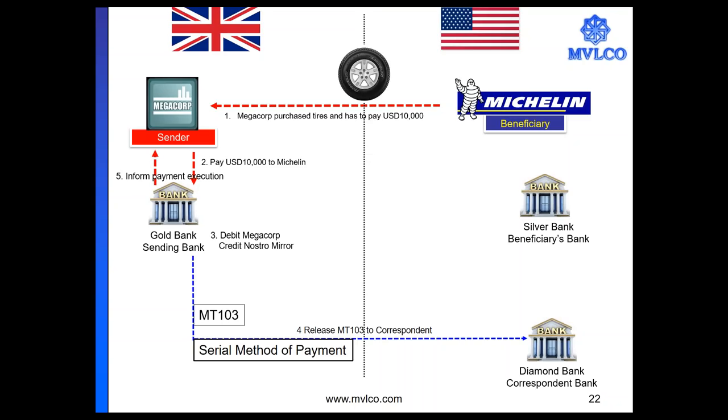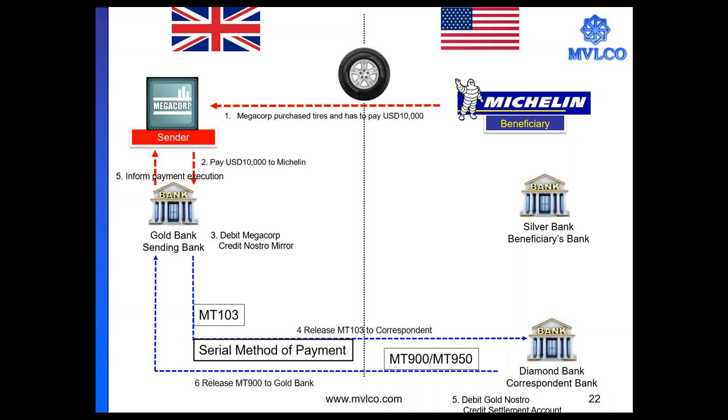Now when Diamond Bank has received the message, at that point of time Diamond Bank would debit the Gold Bank's Nostro account in Diamond Bank's books and credit their own settlement account. They will release an MT900. We discussed MT900 earlier, and we said for every debit entry for an outgoing transaction or maybe charges, we'll issue an MT900 to the customer. So here Diamond has a customer called Gold Bank. Diamond has debited at step number 5 the Nostro account of Gold Bank. We release MT900 telling Gold Bank that we have debited your account by the amount of $10,000 because of a particular MT103 which has come into us.